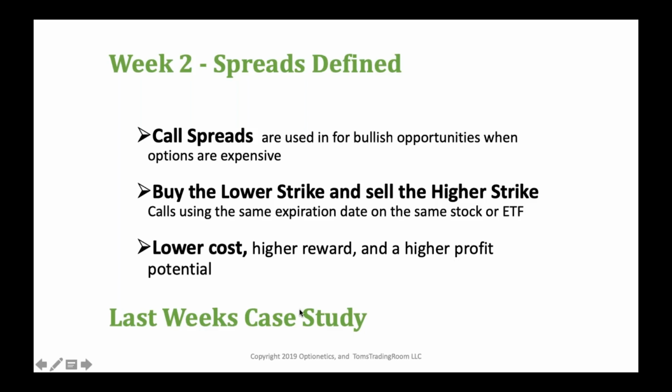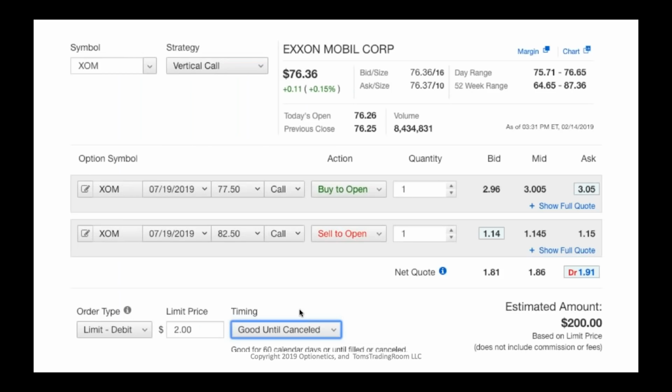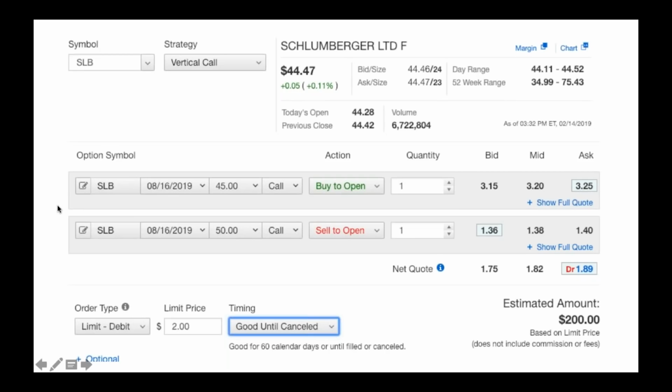Now, last week we had some case studies, and I just blew through and just showed the one. I want to show you the ones that we were discussing. ExxonMobil. All right. So if you look at ExxonMobil, at the time last week, it was $76.36. We were looking at the July 77.50, 82.50 call spread. Was trading around $1.86 at that time. We liked it for $2 less. This is up this week from where it was last week. Right? Schlumberger, $44.47. This one also is up a little bit from last week, and that was going for $1.75 by $1.89, and we liked it for $2 less.